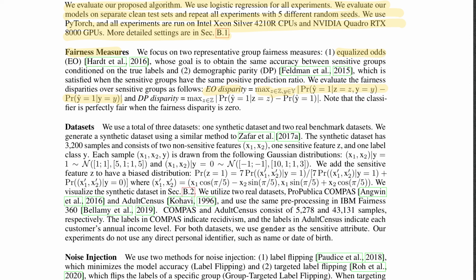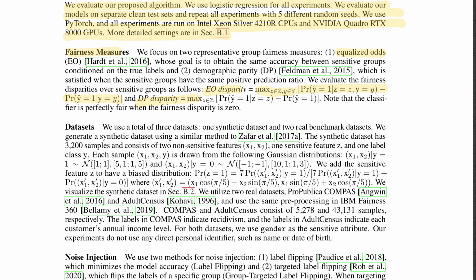And this essentially is the probability of the prediction being 1, given that z is equal to z and y is equal to y, minus the probability of the prediction being 1 if you do not have the sensitive label value to consider as an observation, and you just know that y is equal to y. And if you don't have y is equal to y, you would have the demographic parity disparity, which is the probability of prediction being 1 given the sensitive label is z, minus the probability of prediction being 1.